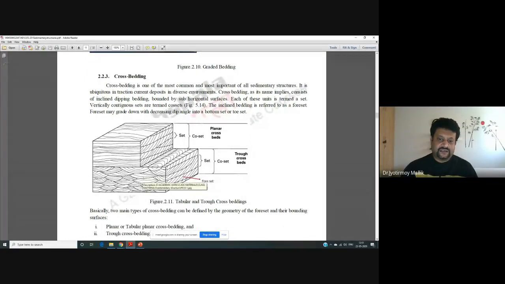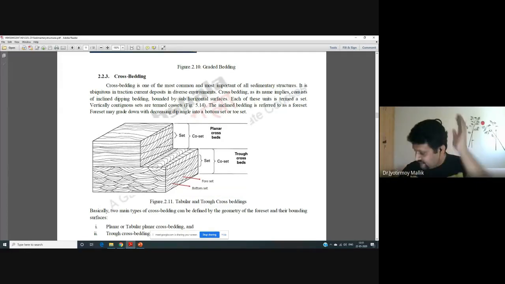So that is the signature of a trough cross stratification. You already know where planar cross stratification and trough cross stratification develop. You know what is the foreset, what is the bottom set. So I'm not repeating them. I'm sure you all have studied them before. So this is also a depositional primary structure.